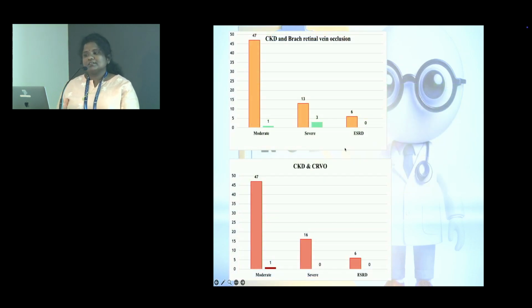This was the association of CKD and BRVO in patients according to the stages of CKD: moderate, severe, and end-stage renal disease. And only 1% of patients showed CRVO.